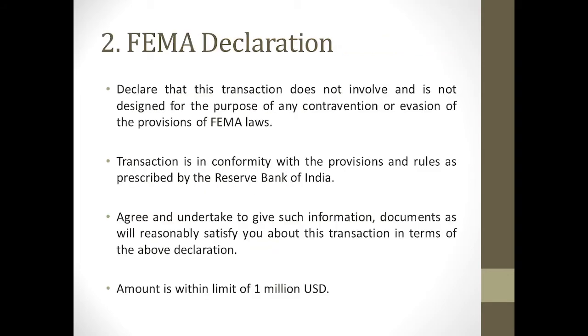Second is FEMA declaration. The bank will give you a form of 1 page or 2 pages and the content will be this: declare that this transaction does not involve and is not designed for the purpose of any contravention or evasion of provisions of FEMA law. So the bank is taking a declaration from you that you are not contravening any provisions of FEMA laws, and that the transaction you are going to take is prescribed by the RBI.